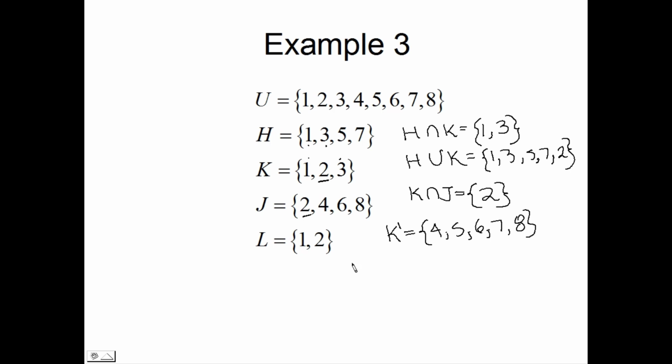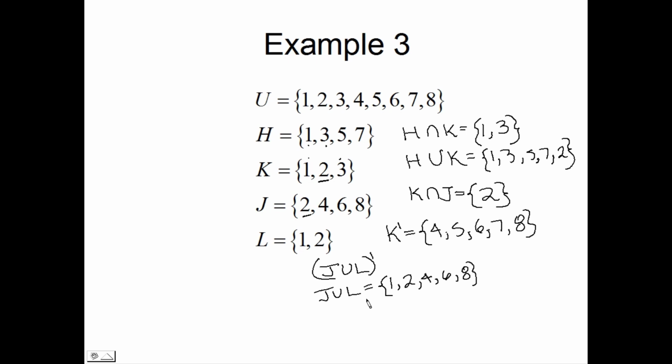Let's do a more complicated one. Let's do J union L complement. Okay, so the first thing that we want to do is figure out what J union L is. J union L will be everything that's either in J or L or both. And if you want to write them in order, you can. From L, I'll need 1 and 2. And then from J, I need 2, 4, 6, 8. But I already have 2, so I only need to list 4, 6, and 8.